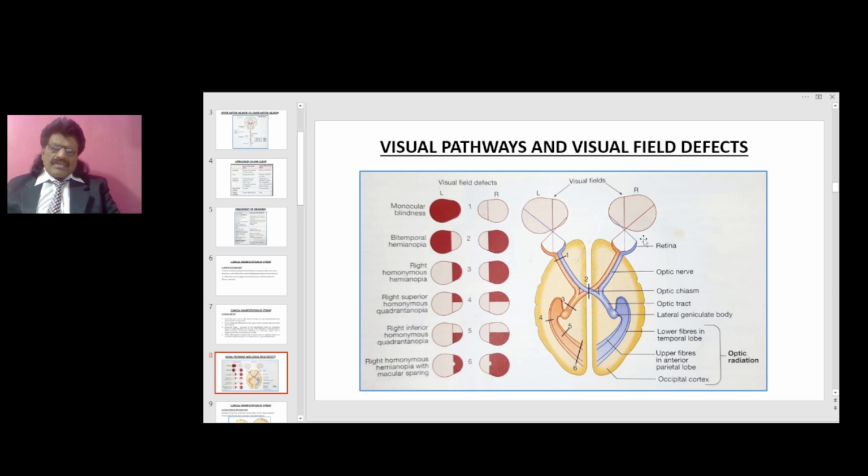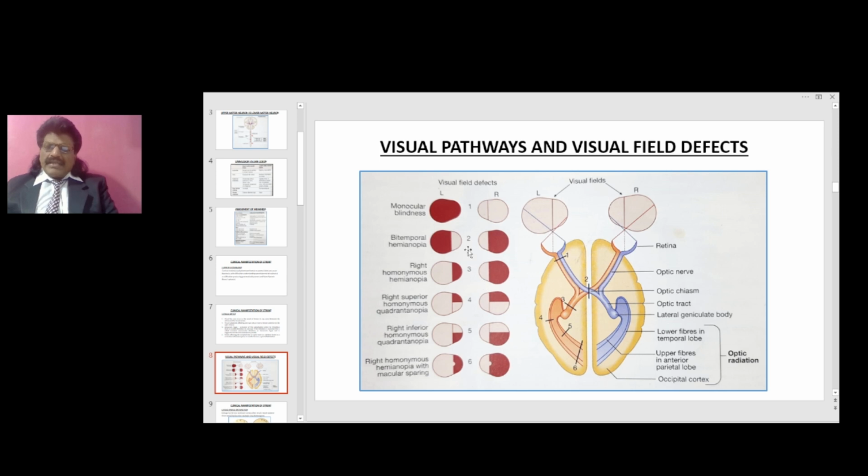So here you can see the retina, it comes as optic nerve, this is optic chiasm, this is optic tract, this is the lateral geniculate body, these are the lower fibers in the temporal lobe, these are the upper fibers in the parietal lobe, and finally occipital cortex. So this is known as optic radiation. By just looking at the clinical visual deficit, we can place the lesion.